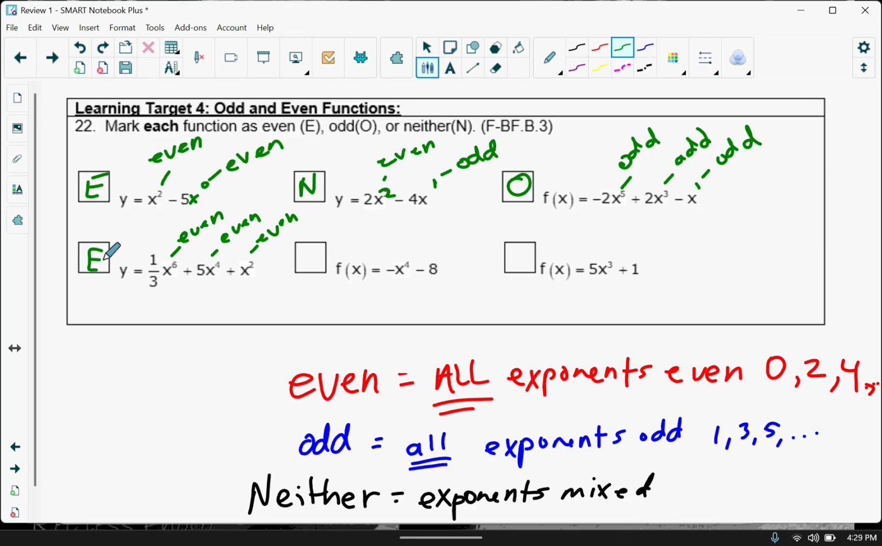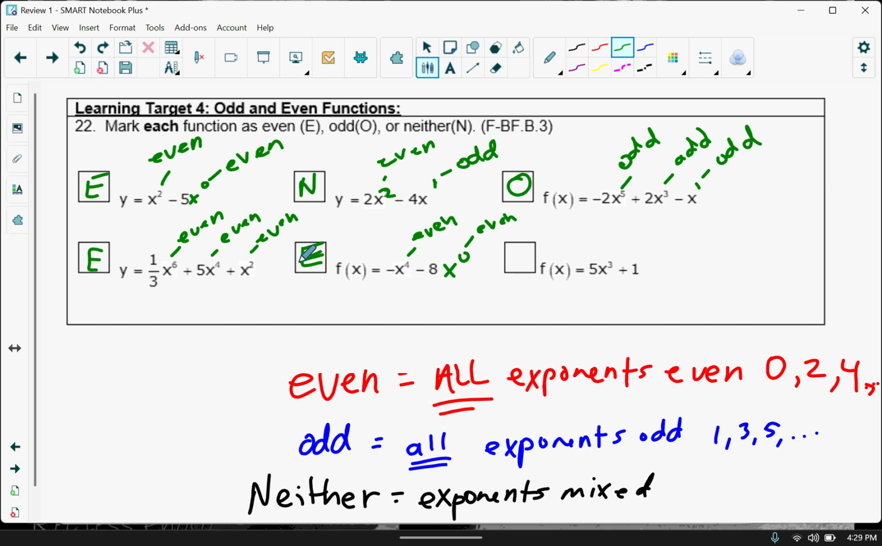Okay, next one. The next one doesn't have an x on the last one, so I'm going to put x to the 0 because they all have to have x's for this to work. So the first one is even. 4 is even. 0 is also even. So since they're all even, that gets a capital E for even.